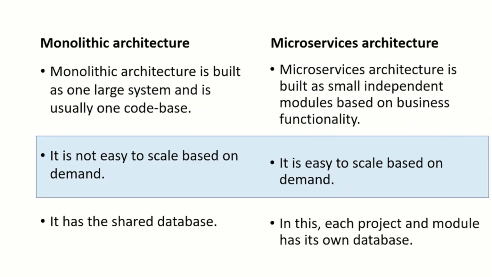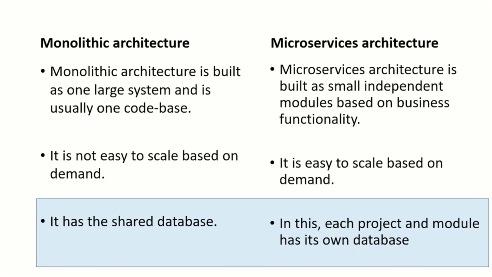Monolithic architecture is not easy to scale based on demand. You still have to replicate the complete application and that will cost you more, whereas in microservice architecture it is easy to scale based on demand. That is because if you have multiple microservices and one or two of those are being used widely, you can replicate only those microservices, and in this way you can save your resources as well. That's why microservice architecture is easy to scale on demand.